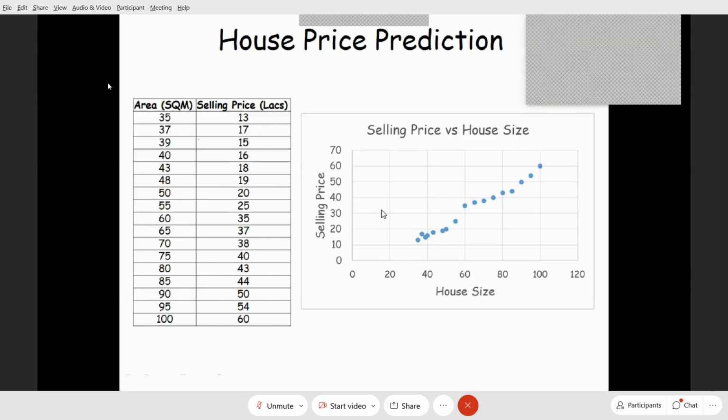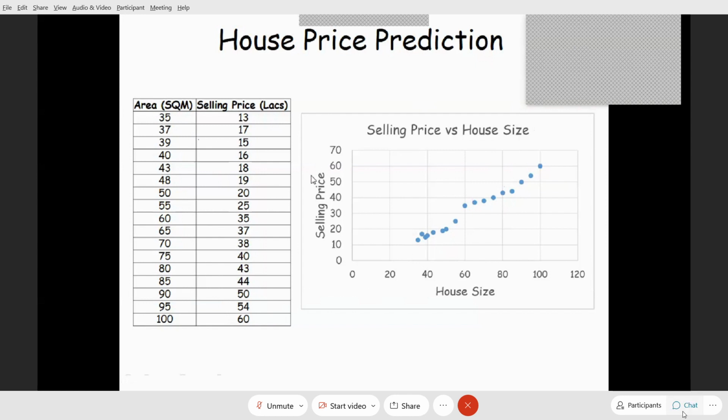What would be the selling price of the house given the size of the house? Okay. Now, what is so difficult in this? The difficulty is that we necessarily do not know whether it is linear or not. The second thing is we do not know the scale of that linear relation that your dependent variable has on this variable, right?